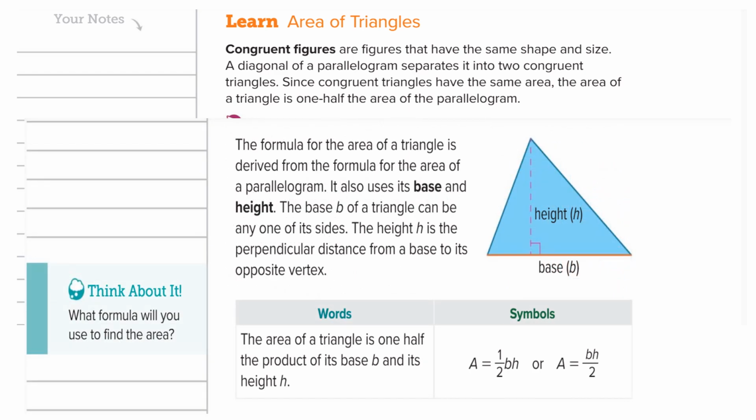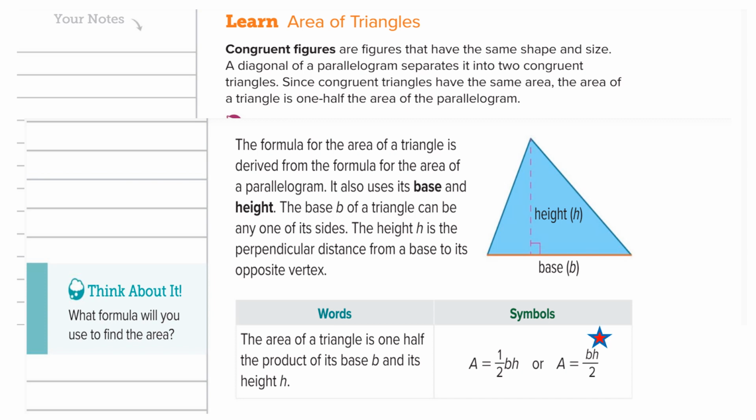So when I look at the book at the bottom, they give me the wording as well as the symbols for the formula for the area of a triangle, and they give it to you in two different ways. They have 1/2 times base times height, or area is equal to base times height divided by 2. I prefer to use the second one.